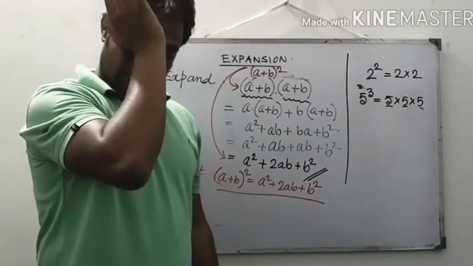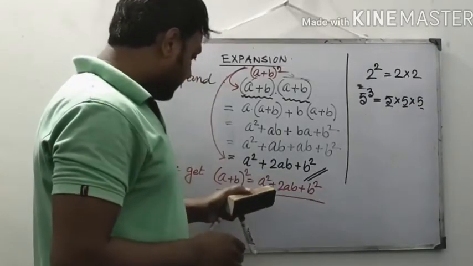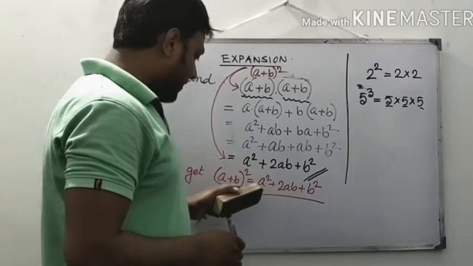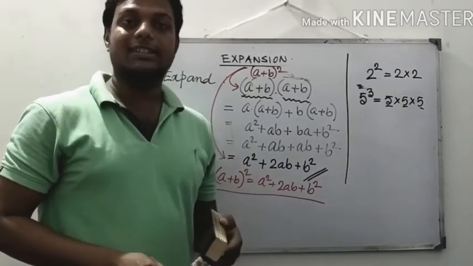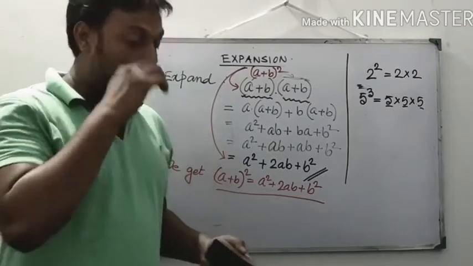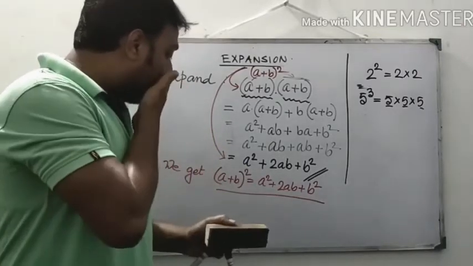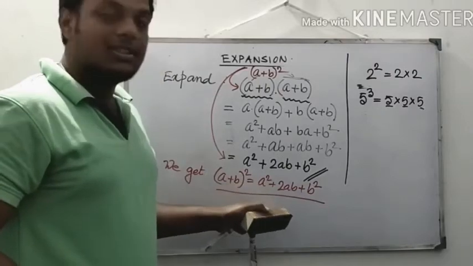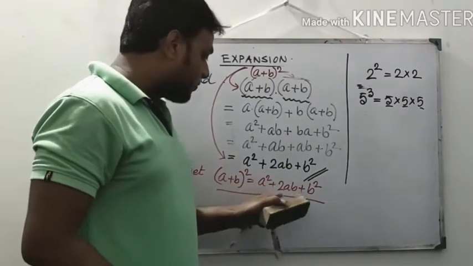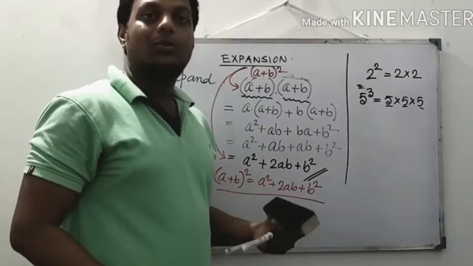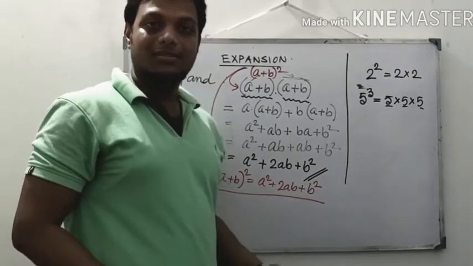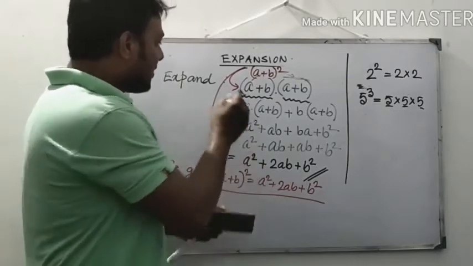Now, many teachers say that this is a formula, but basically this is not a formula. This is an identity. We have to memorize this line: (a plus b) whole square equals a square plus 2ab plus b square. Now the question arises: why do we have to memorize it? Actually, basically this was a question.